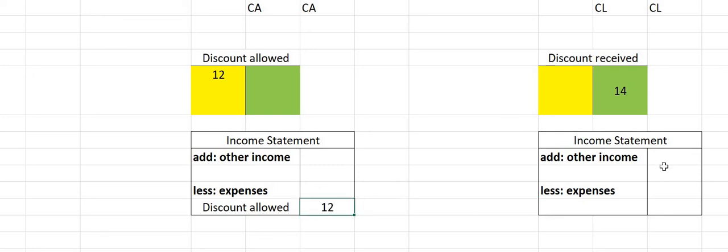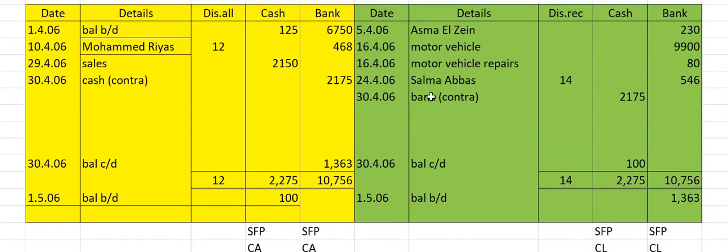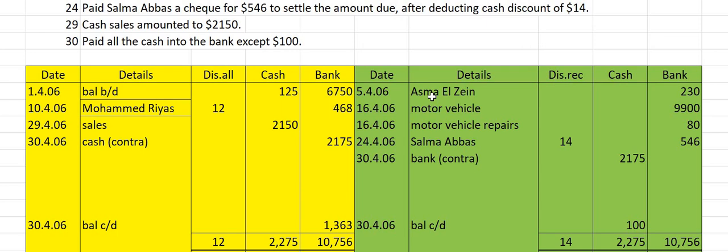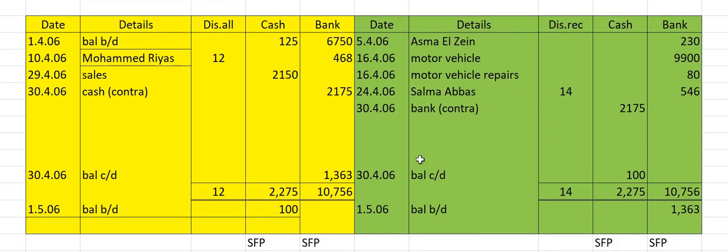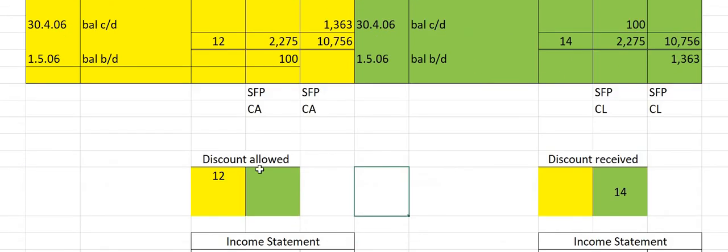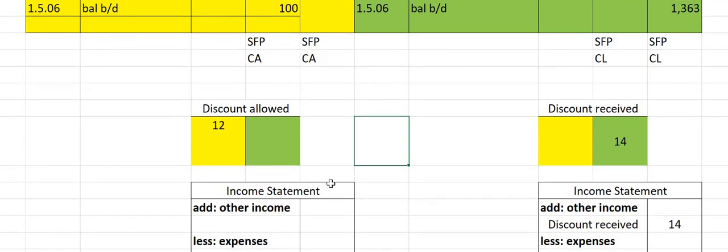Clear? And in this case, discount received is an income. So it should go under other income in the income statement. This 14. Now we are done with preparing a triple column cash book along with how to do the contra entry, along with where the closing entries will be transferred in the financial statements. One is to SFP, another one is to the income statement.